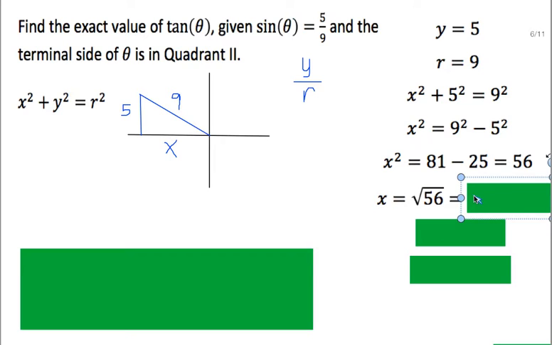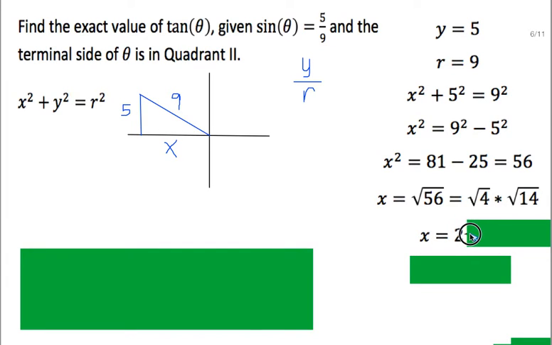Most of you are like, hey, I think we can reduce that. You're right. Square root of 56 is the same thing as the square root of 4 times 14, or excuse me, the square root of 4 times the square root of 14. Okay, the square root of 4 becomes 2. The square root of 14 cannot be reduced, so it just stays there. So for x, this is your answer.